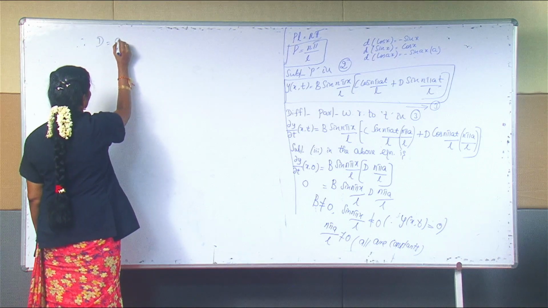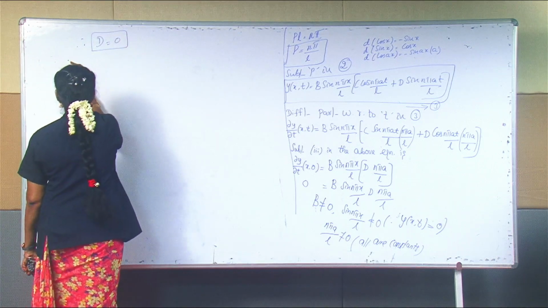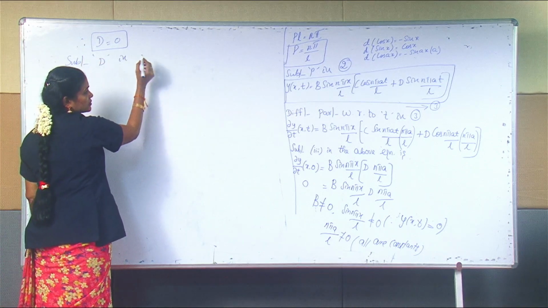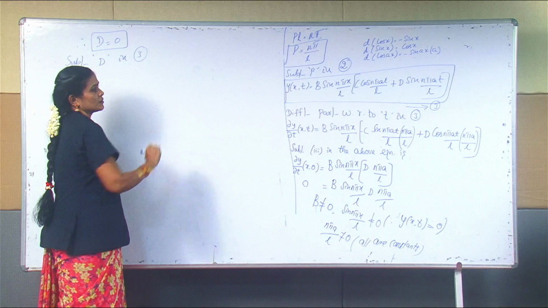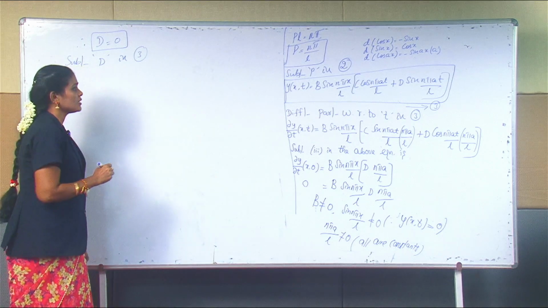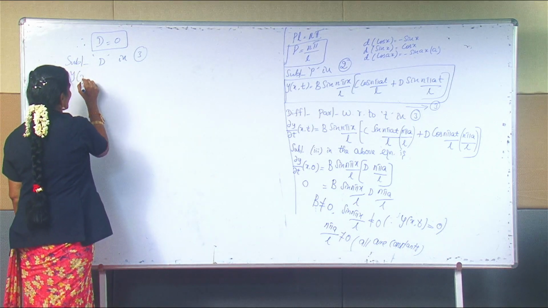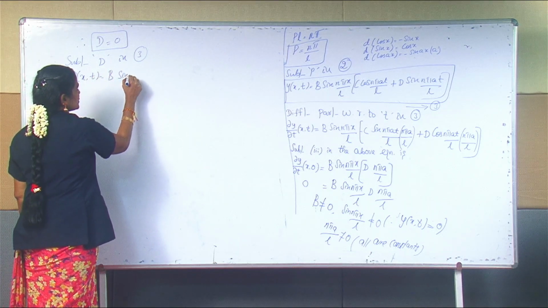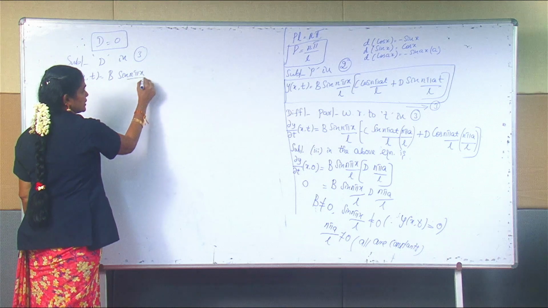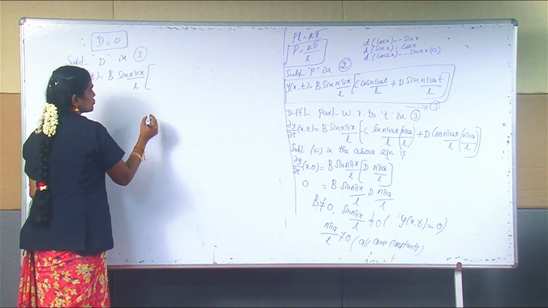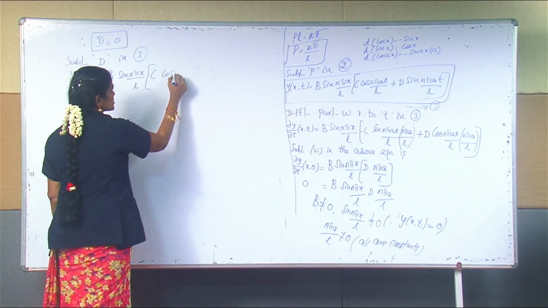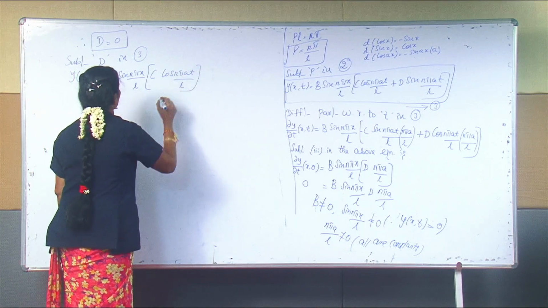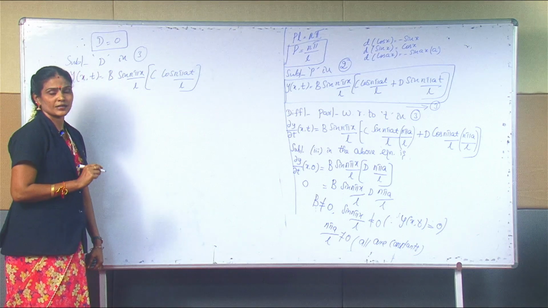Therefore, d should be 0. Now substitute your d value in the previous equation, equation number 3. So your correct solution becomes y of x comma t equal to b sin n pi x by L into, since the d value is 0, the remaining is c into cos n pi a t by L. Now this is our correct solution.